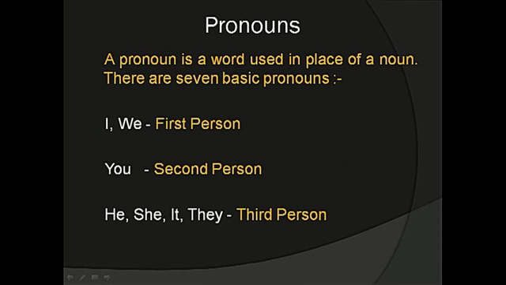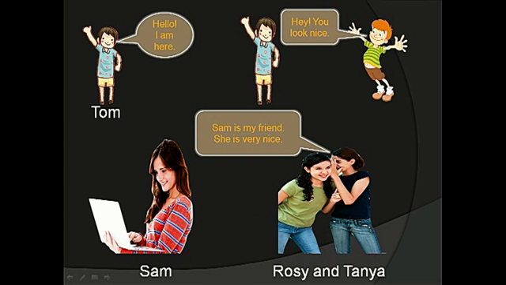A pronoun is a word used in place of a noun. We have 7 pronouns in English: I, we, you, he, she, it, they. I, we are first person. You is second person. He, she, it, they are third person. Look at these examples carefully.